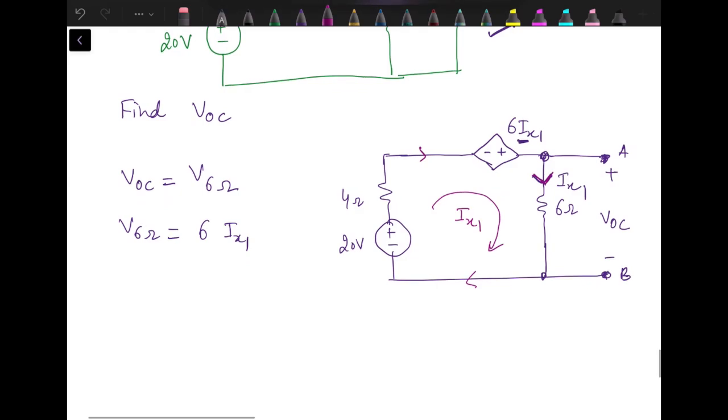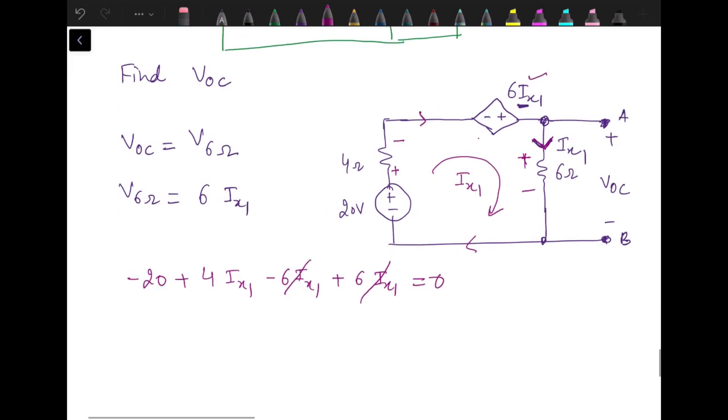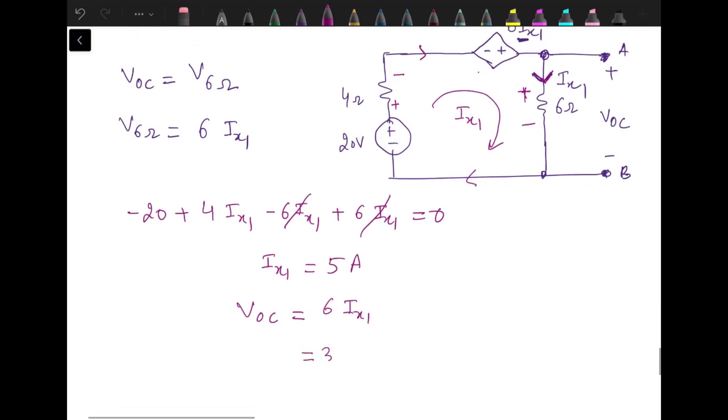Now if we apply KVL starting from this 20 volt source: minus 20, then drop across the 4 ohm resistance, 4 Ix1, then the voltage source, as the negative sign is coming first, minus 6 times Ix1. Then we have the drop across the 6 ohm resistance. I have marked the polarity of the voltage drop as per the direction of Ix1. So plus 6 Ix1 equal to 0. These two terms cancel each other, and Ix1 is clearly 5 amperes, which will give us the value of VOC as 6 times Ix1, which is 30 volts. So the open circuit voltage is 30 volts.